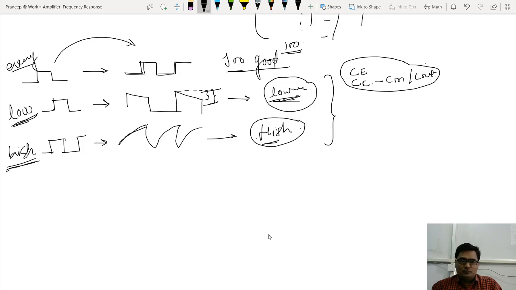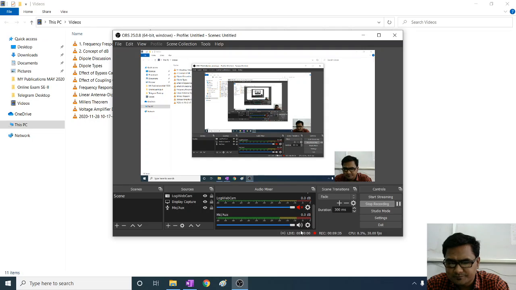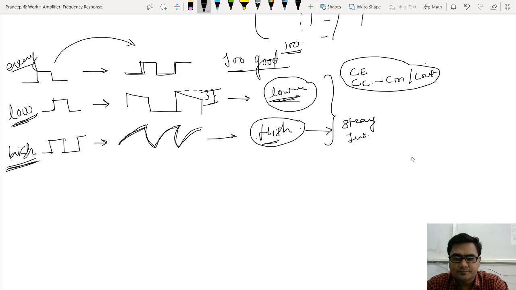At higher frequencies the output voltage decreases, and even the shape of the waveform changes. Why? Because of stray capacitance and the internal capacitances of the transistor. That also we have concluded. But we have not analyzed why the gain or output voltage changes at higher frequencies. To understand that, we are studying Miller's theorem and square wave testing and so on.